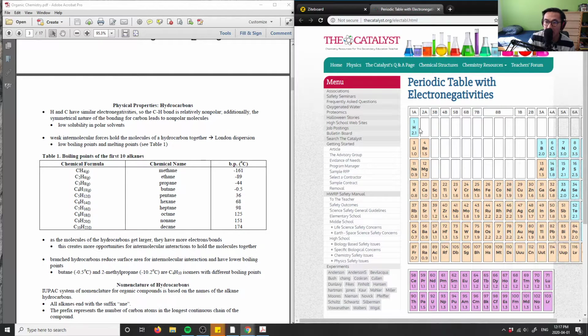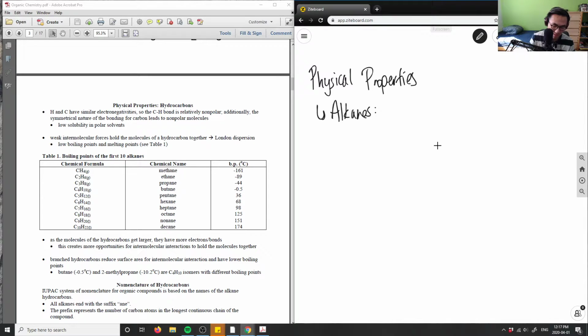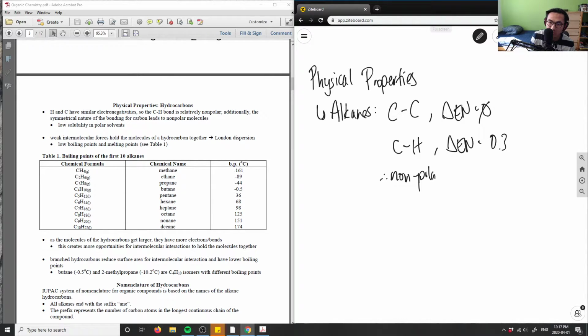If I look, hydrogen is 2.1 in this case, carbon here is 2.5. If I subtract both of these electronegativity numbers, I only get 0.4, which means the substance is non-polar, right? Remember, I'm looking at this. Alkanes have a C bond C, so that's 2.5 minus 2.5, which means delta EN, electronegativity, is 0. Carbon bonded to hydrogen, the change in electronegativity is 2.5 minus 2.1, which is simply 0.4. So both of these ones, therefore, are nonpolar, right?